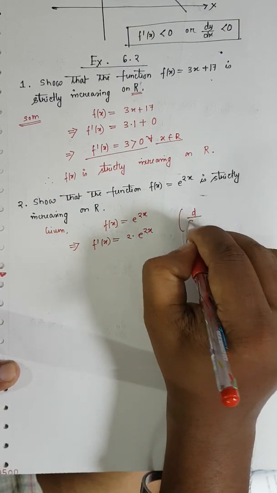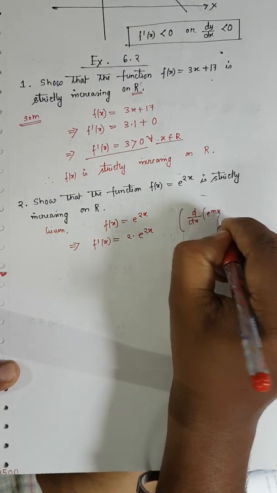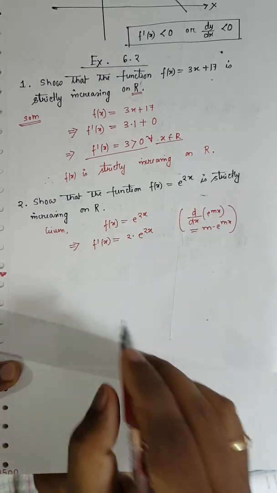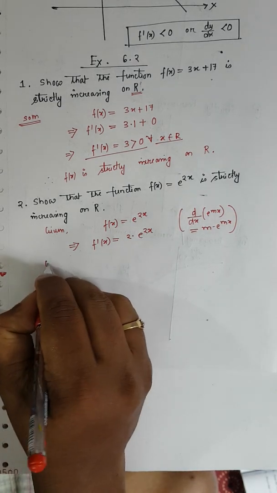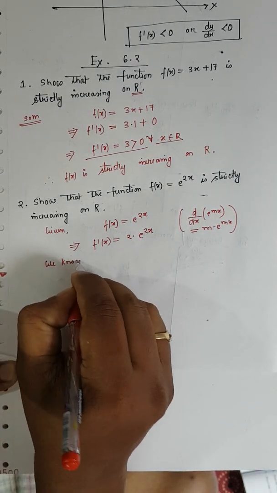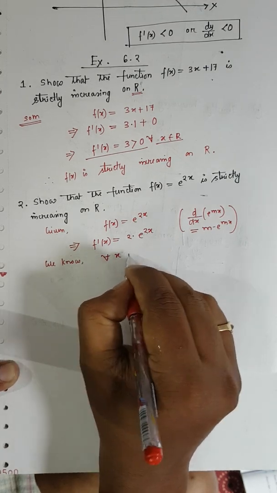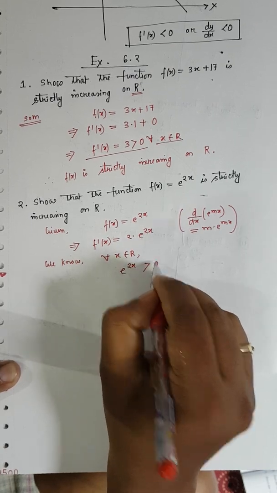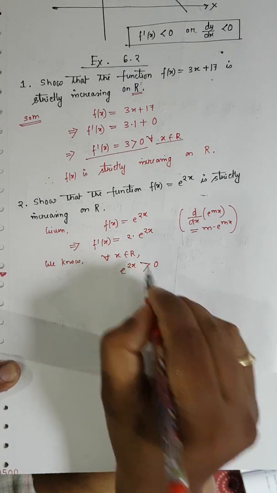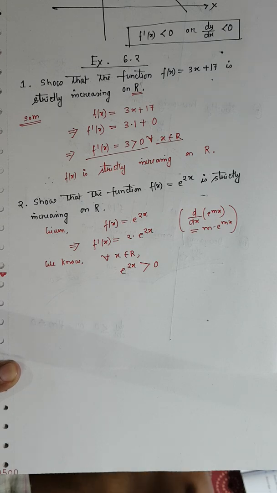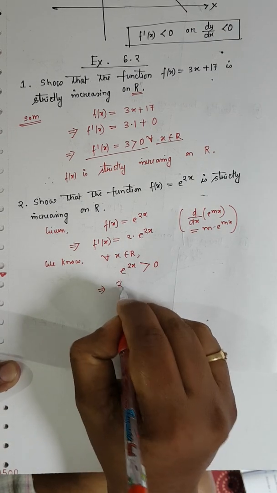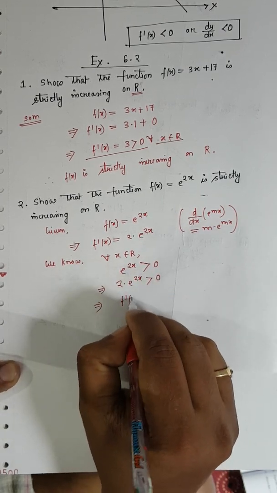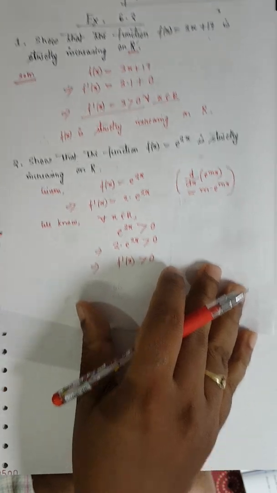Since d/dx of e to the power mx is always m into e to the power mx, you have to remember this. So now we know for all x belongs to R, the value of e to the power twice x is always greater than 0. We know the e to the power function is always positive for any value of x. Therefore, 2 into e to the power twice x is always greater than 0. Hence, you can see f dash x is always greater than 0.